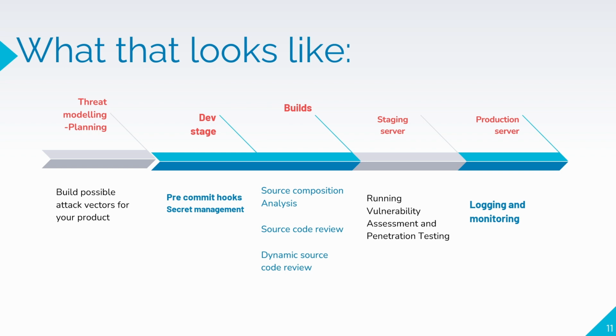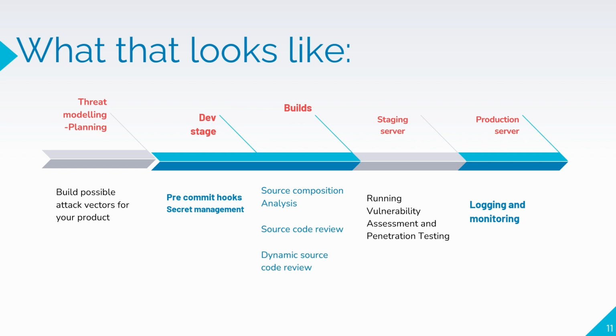Then you have the dev stage. This is where you actually saw things like AWS keys that were leaked. I know you've seen this. You have the build. This is when all this code comes together. Source code composition analysis, source code reviews, dynamic. I know for you guys, this sounds very, very familiar.